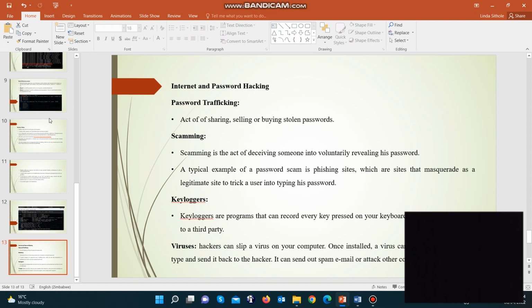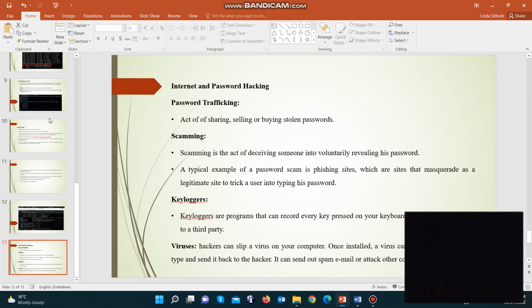So that's password trafficking. And then scamming is the act of deceiving someone into voluntarily revealing his password. You are not forced here, but you will reveal your own password. A typical example of a password scam is phishing sites, which are sites that masquerade as a legitimate site to trick a user into typing his password.